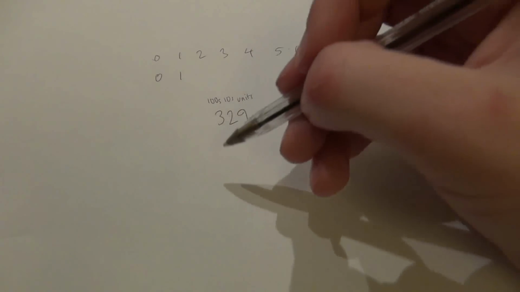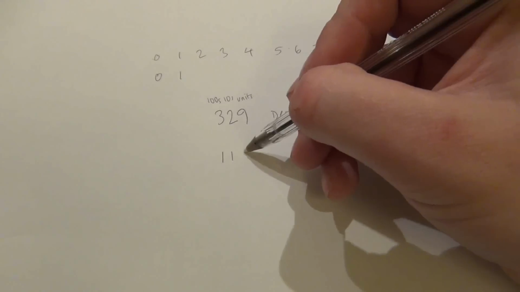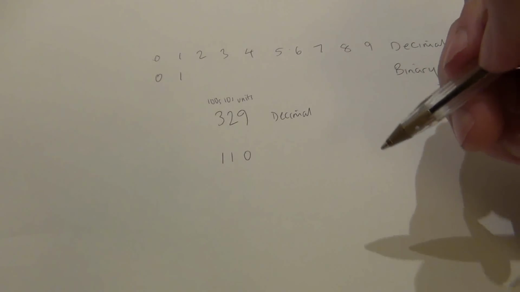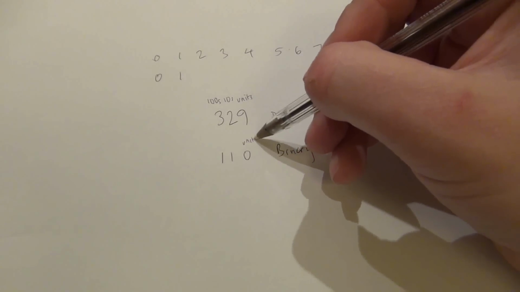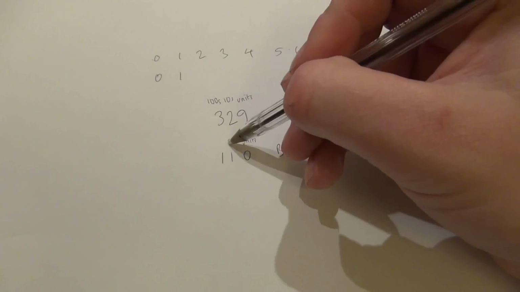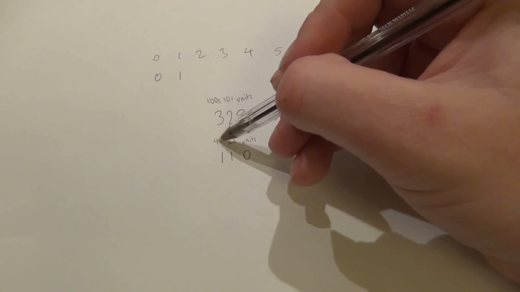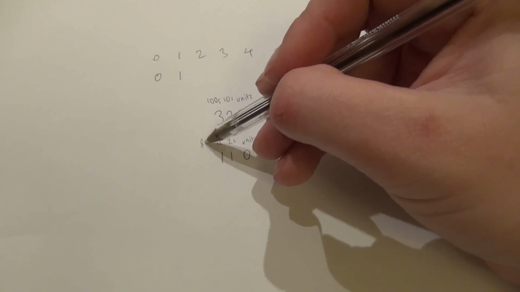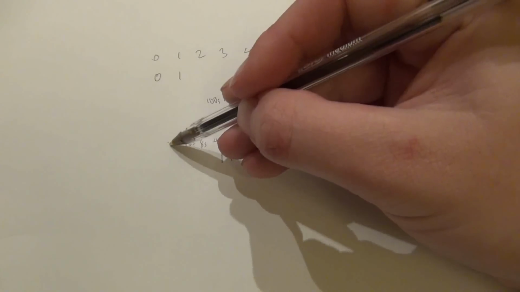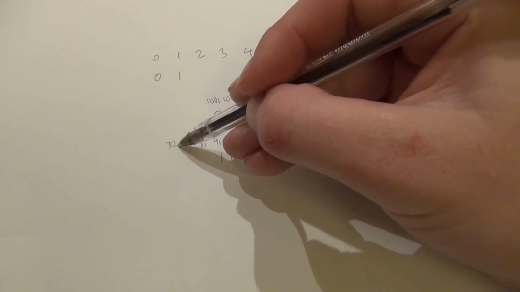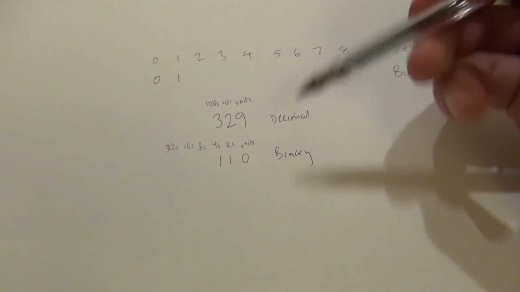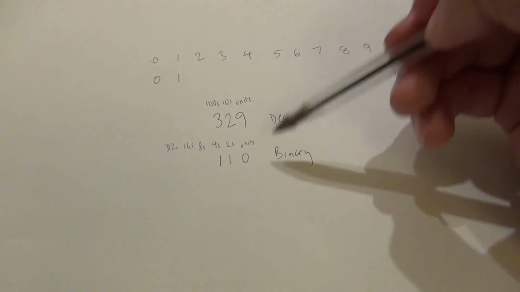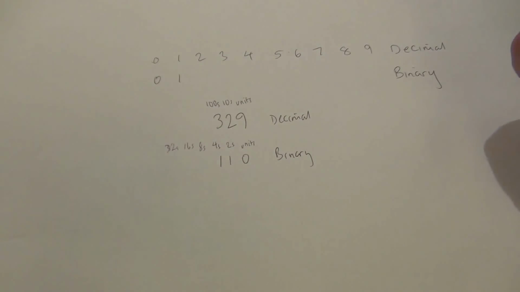In binary, a number like 110 or something like that. Well, these are again units, ones, these are twos, these are fours. And you could have 8s, 16s, 32s, etc. So each one is a factor of 2 larger. So in decimal, it's a factor of 10 larger. Binary, a factor of 2.